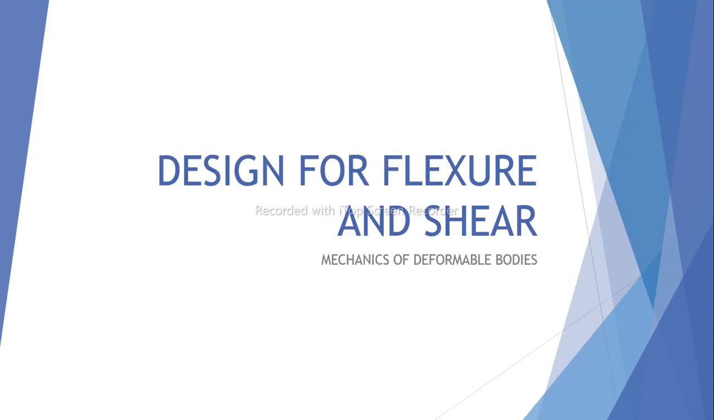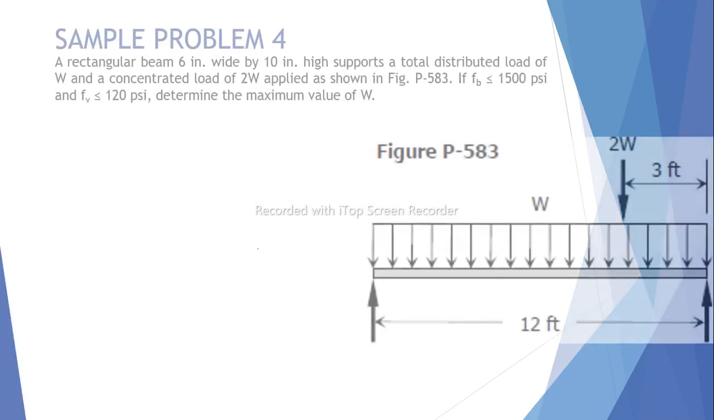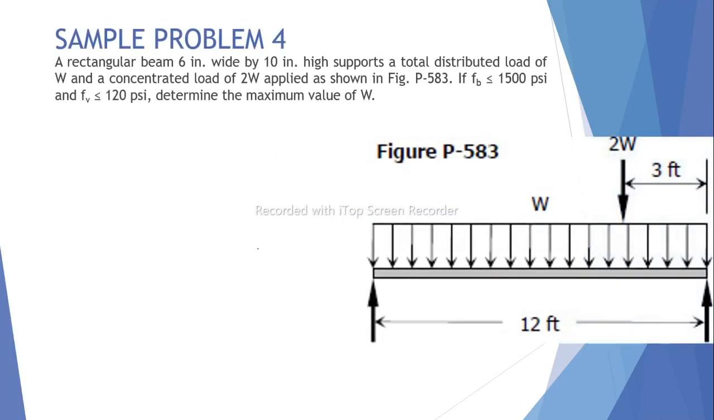Welcome to an example for the design for flexure and shear, or the mechanics of deformable bodies. Let's proceed to sample problem number 4. We have a rectangular beam, 6 inches wide by 10 inches high. It supports a total distributed load of W, and a concentrated load of 2W, applied as shown in figure 583.